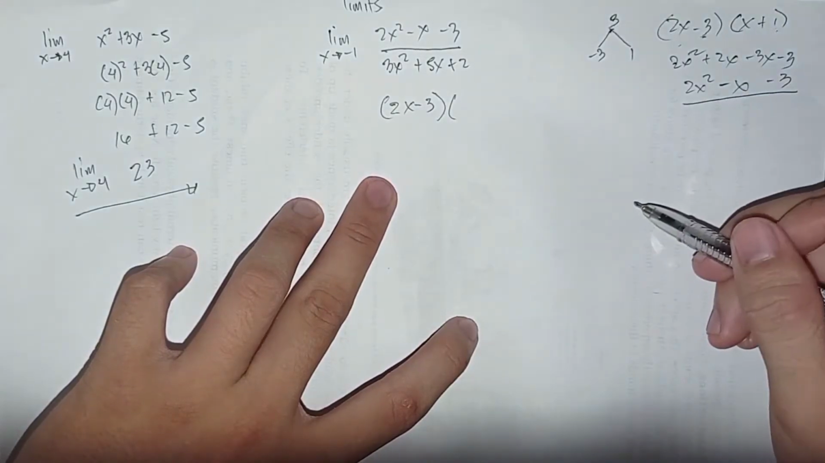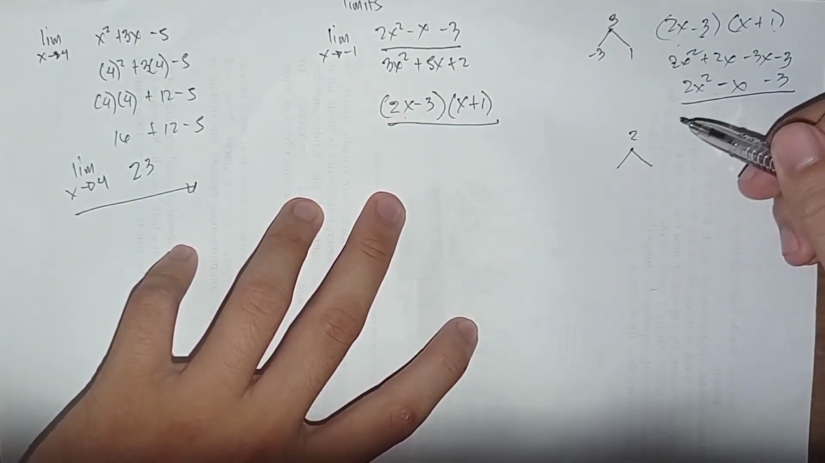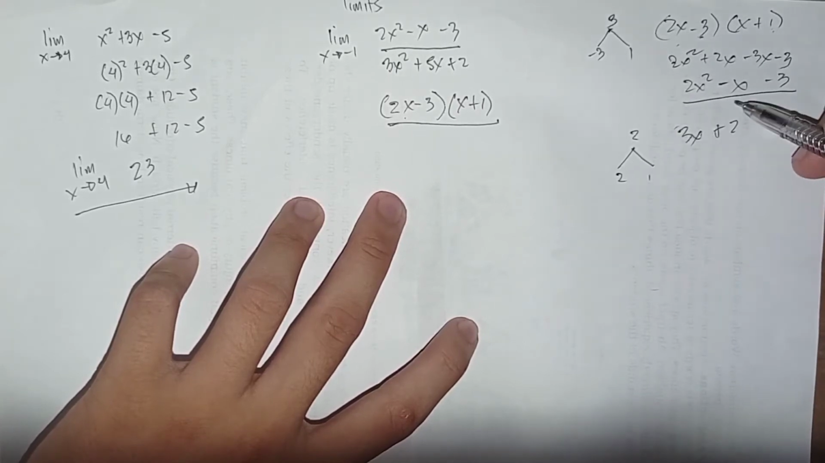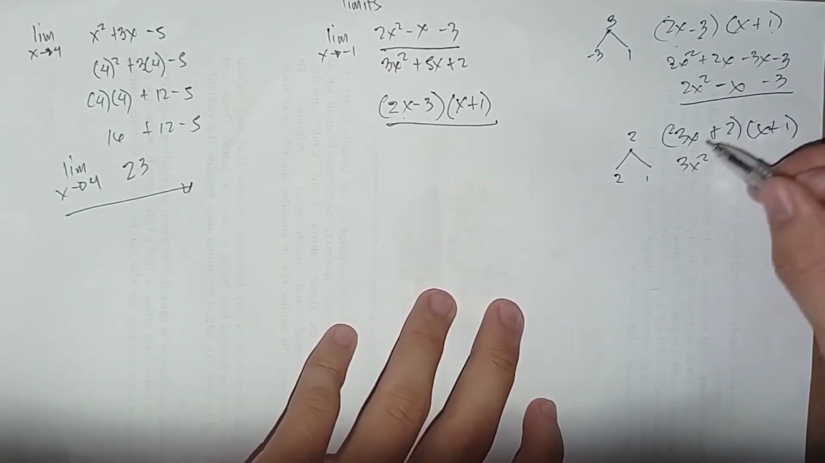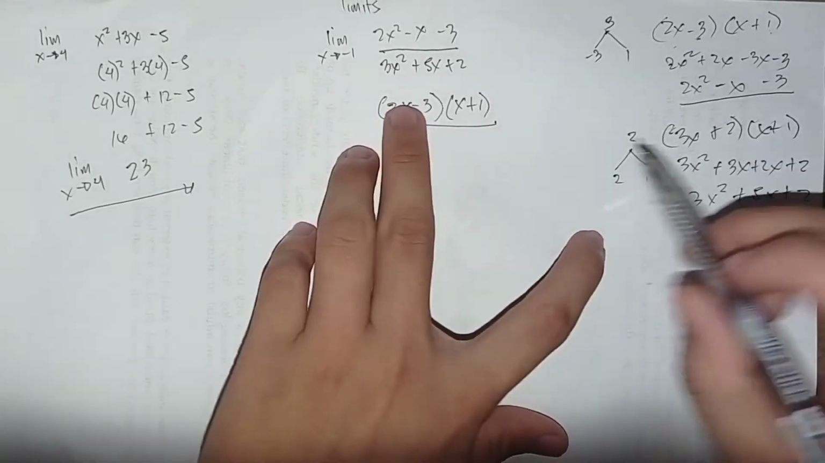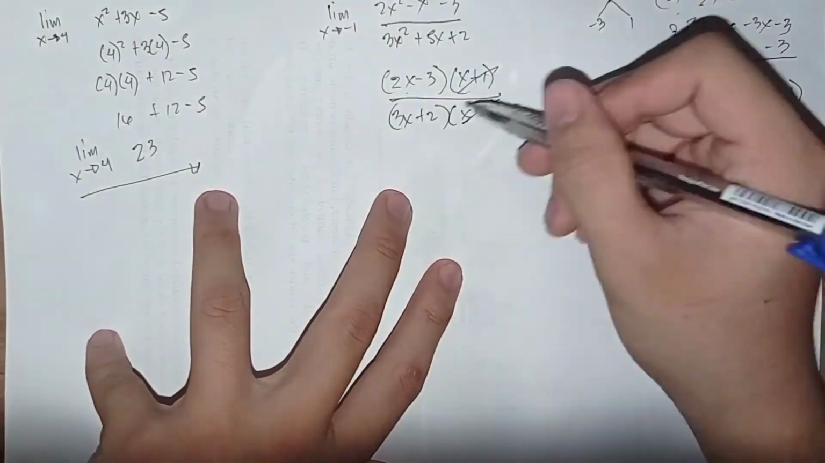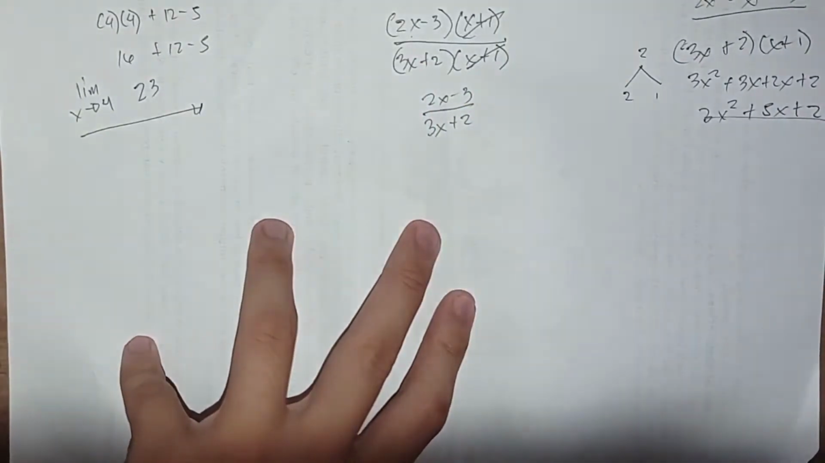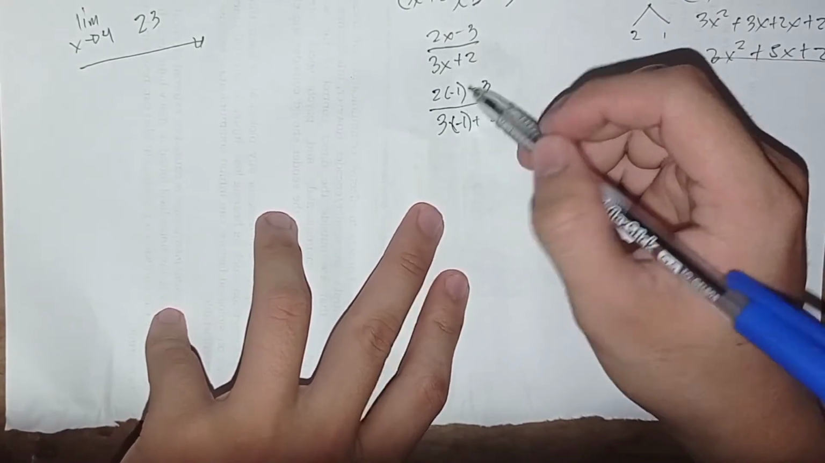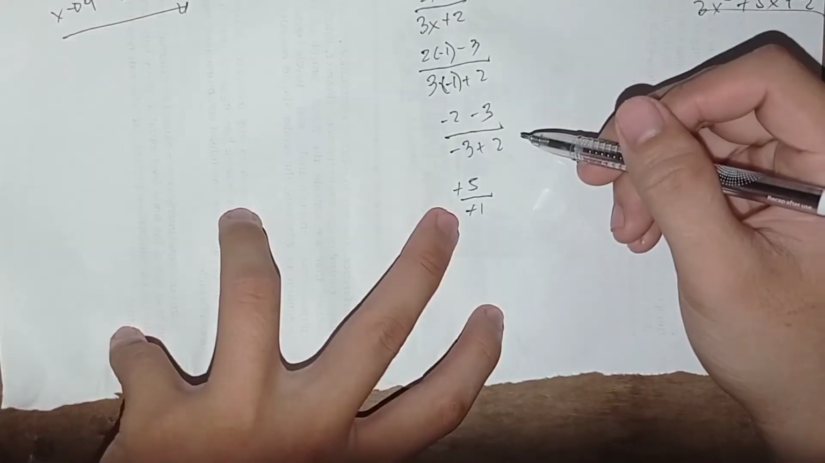Factoring gives 2x minus 3 times x plus 1. For the denominator, with 2 and 1, we get 3x plus 2 times x plus 1. Multiplying out gives 3x squared plus 3x plus 2x plus 2, which is 3x squared plus 5x plus 2. So the x plus 1 cancels out, leaving 2x minus 3 over 3x plus 2. Plug in negative 1: 2 times negative 1 minus 3 is negative 5, and 3 times negative 1 plus 2 is negative 1. Negative 5 over negative 1 is 5.